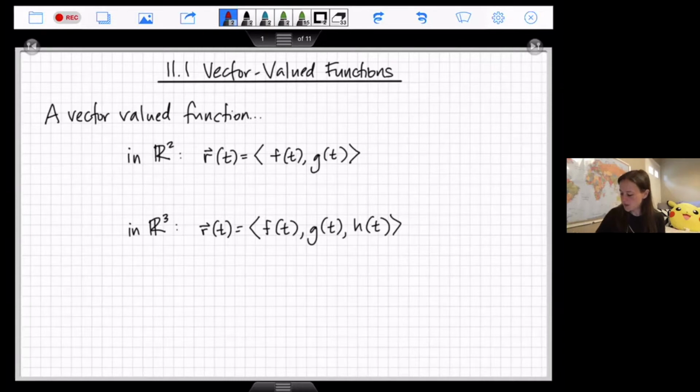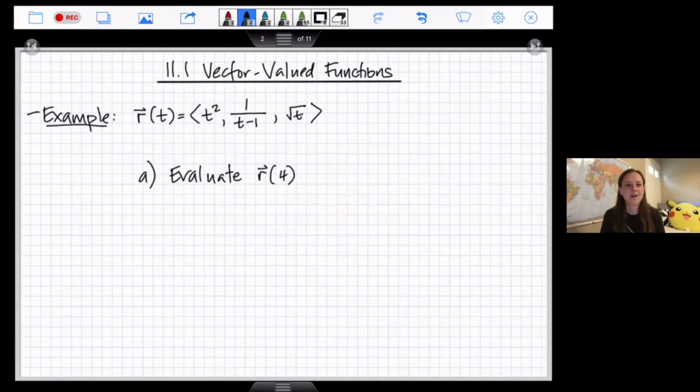Okay, so you have these component functions, we call them, and they are the functions that define the x component and the y component, or the x, y, and z component of a vector. So let's take a look at an example of a vector valued function. All right, so here we have r of t defined as t squared, comma 1 over t minus 1, comma root t. Three different functions for the three components of the vector.